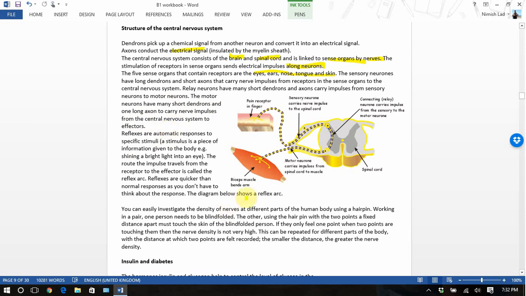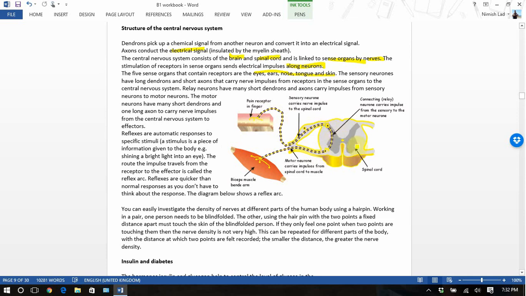This diagram below shows a reflex arc, but I've moved it to the side of here to make it easy to see. So this is a reflex arc, but I'll explain what happens if it's a normal response as well. So this is a reflex. You get pain in your finger because you touch something sharp. It's sent along the sensory neuron to the spinal cord. It hits a relay neuron, which carries the impulse from the sensory neuron to a motor neuron.